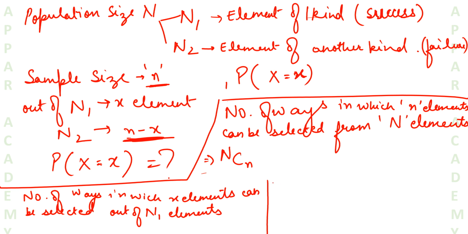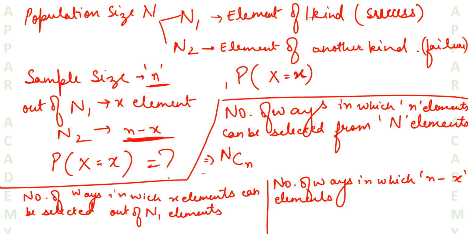And similarly, we also need to find the number of ways in which n minus x elements can be selected out of n2 elements, right? These are the two things that I need to compute now.